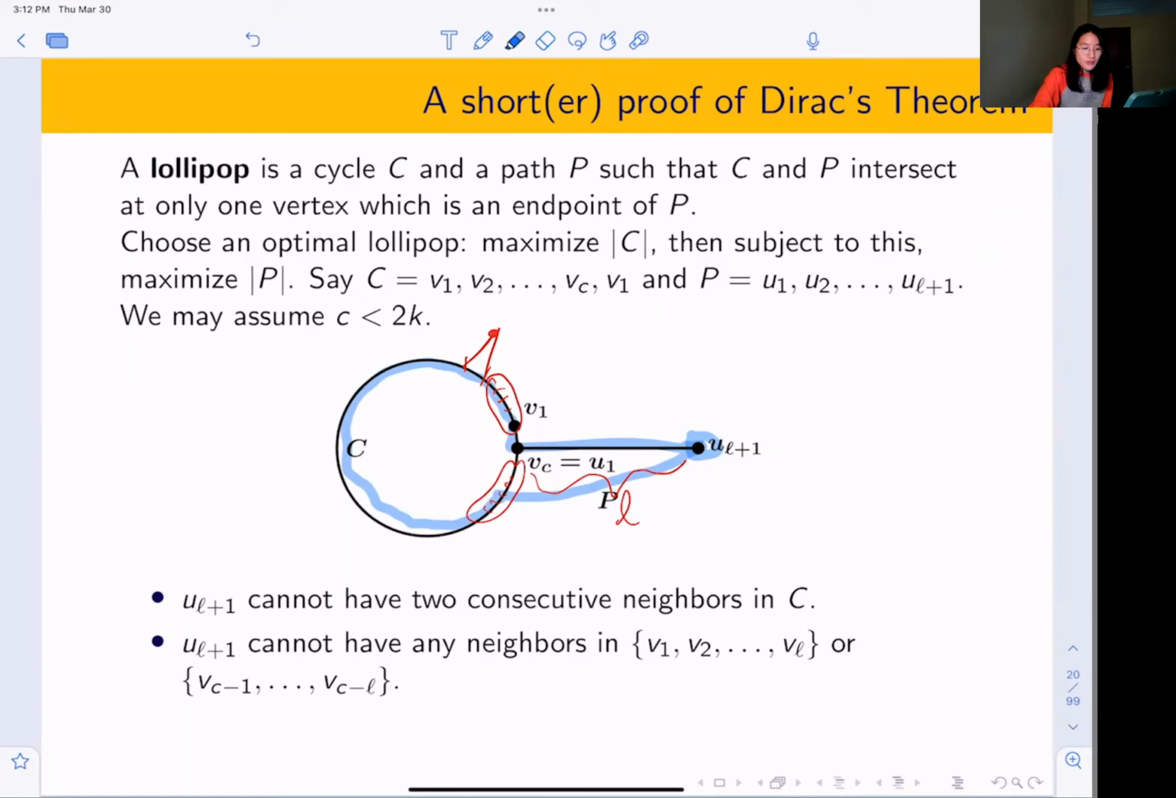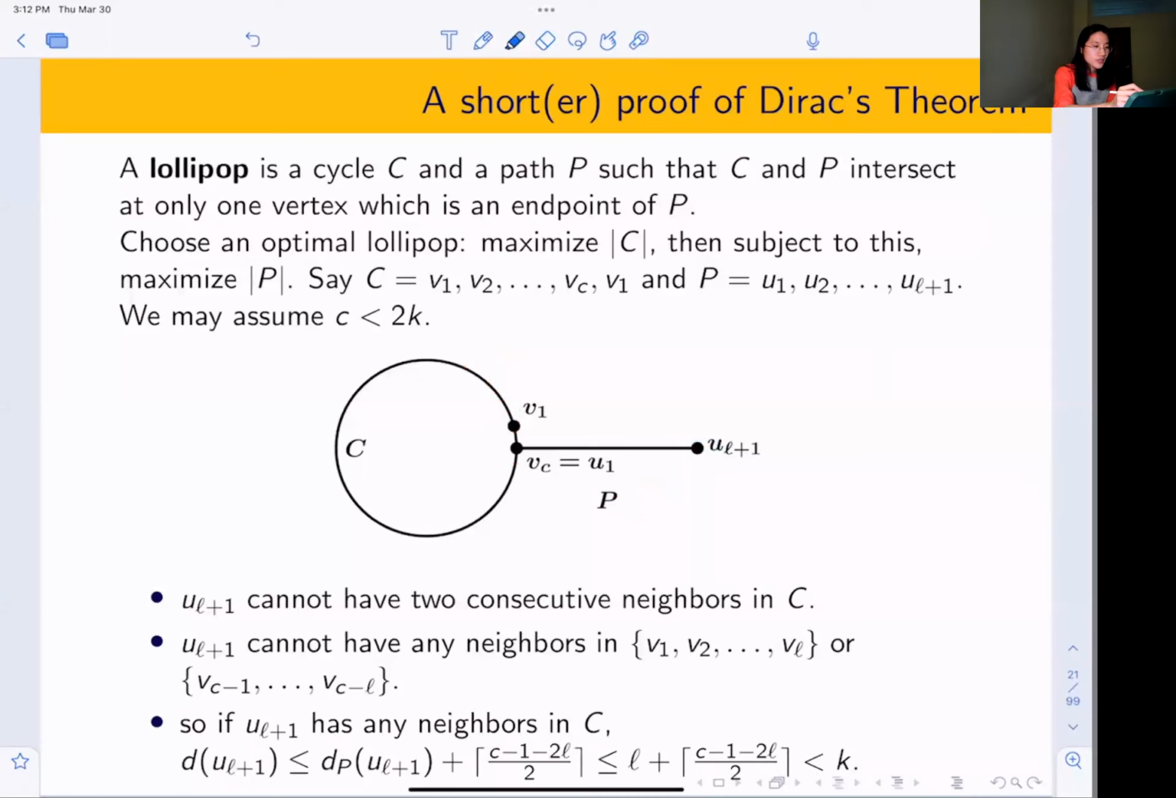So then if we're counting the number of neighbors that it can have, well, it could be adjacent possibly to everything in P. We can't do anything there. But inside the cycle, I'm throwing out 2L vertices. And for the rest of the cycle, I can get at most every other vertex. So here, the bound I get, I can cancel out these L's. And then I have this (C minus 1) over 2. I assumed that C was less than 2K. So this is less than K. All right, so this is a contradiction here because we assumed we have minimum degree at least K.